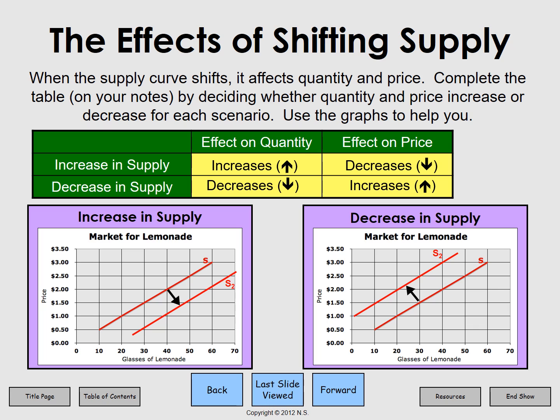So when there's an increase in supply, when there's lots of stuff out there, the price is going to drop. When there's a decrease in supply and there's not very much of a product out there, then the price is going to increase.